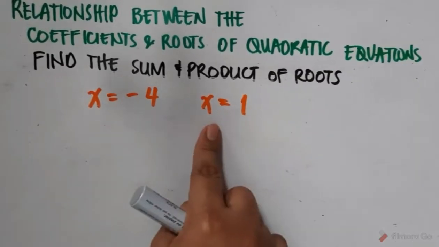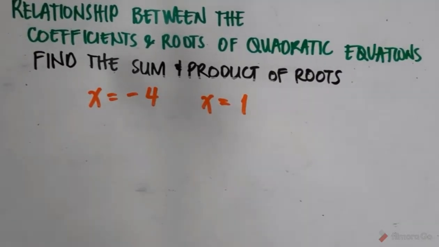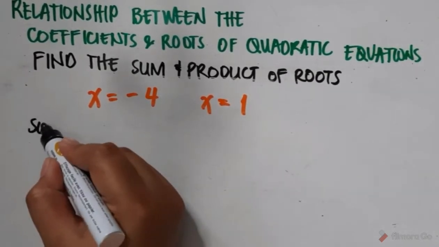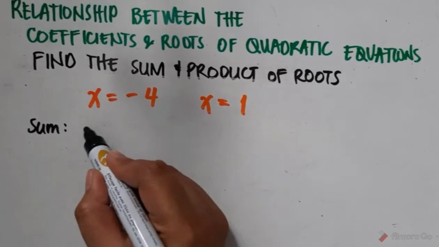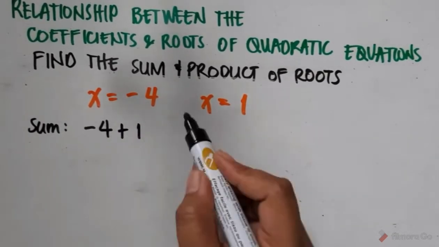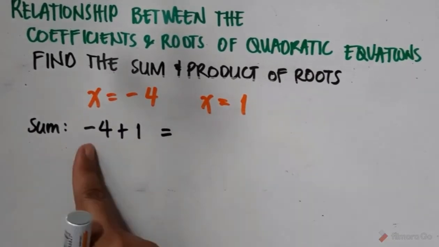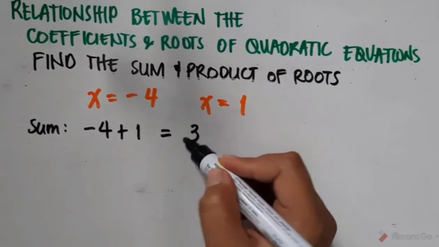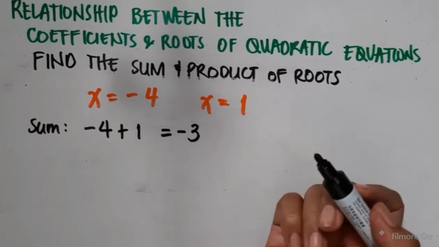Negative 4 and positive 1. Solutions and roots are just the same. Okay, so let's have the sum of the roots. We have negative 4 plus 1. The answer is different signs, subtract. The answer is 4 minus 1, 3. Copy the sign of the higher number.